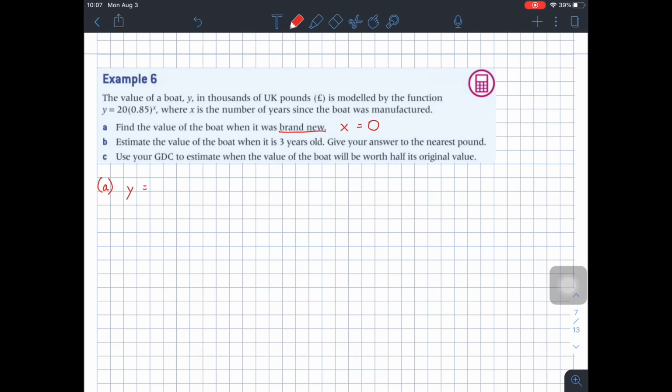Set the x to 0, and this would be 20 times 0.85 to the power of 0. Any number to the power of 0 is 1, so this is 20 times 1. So y is equal to 20, and here we're talking about thousands of UK pounds. Right? So that's the value of the boat when I just buy it.